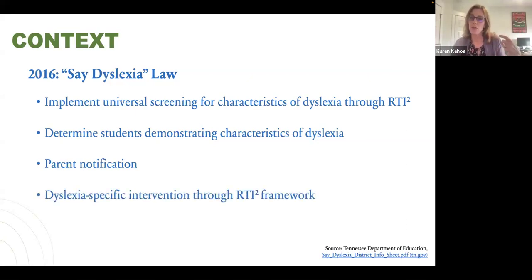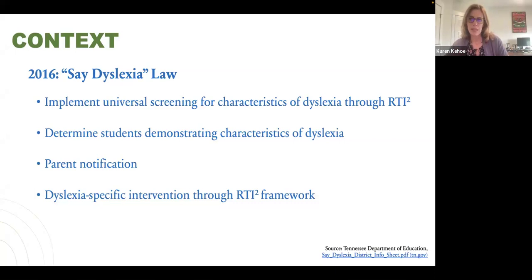And then students are eligible to receive dyslexia-specific intervention through the RTI squared framework. That's not a typo. In Tennessee, we call it RTI squared. So that's response to instruction and intervention. That's why it's the I squared. So again, things can be different state to state, but RTI is pretty familiar. MTSS is pretty familiar to most of you, I would imagine.